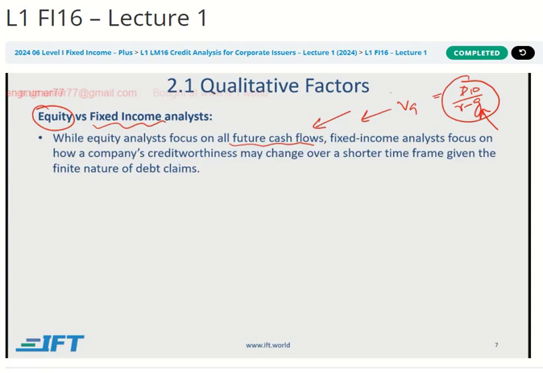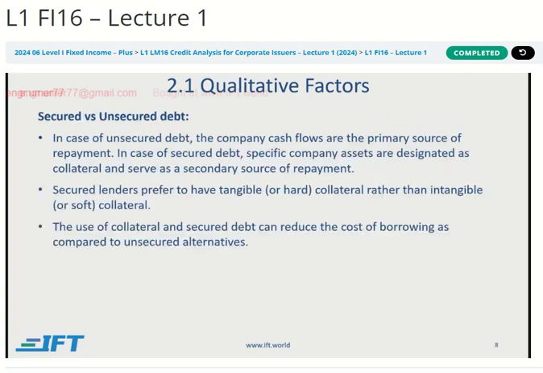Now with fixed income, it is completely different. We're looking at a much shorter time frame, right? We want to see, will we be able to get our principal and interest back in a certain number of years, whatever is the maturity of that particular instrument? And then even within that, we have different types of bonds or instruments or loans. Some might be secured, whereas some might be unsecured.